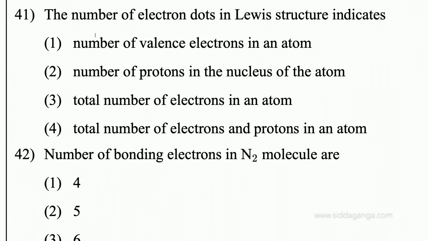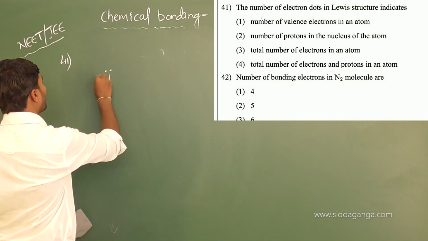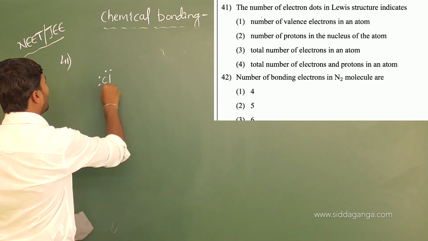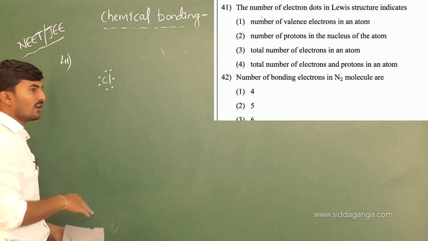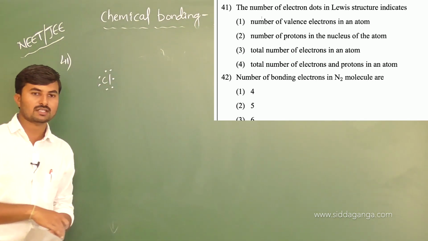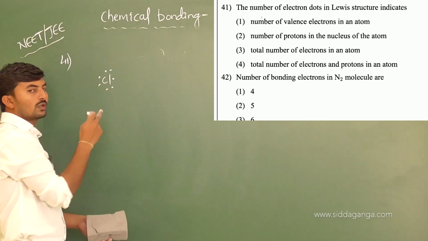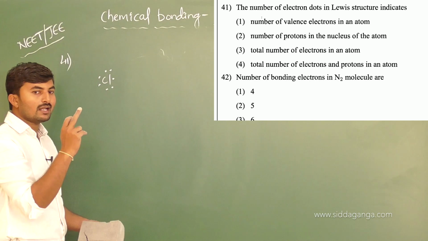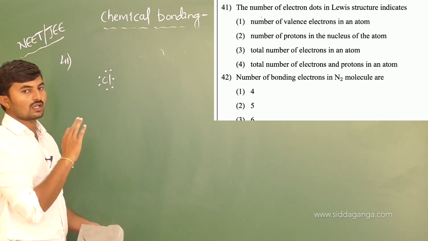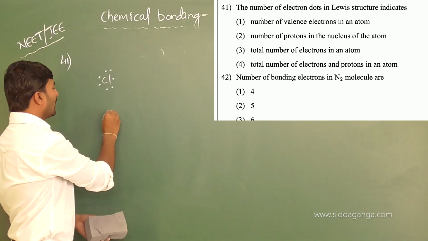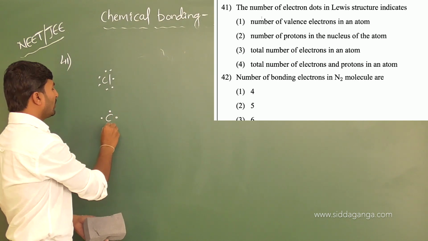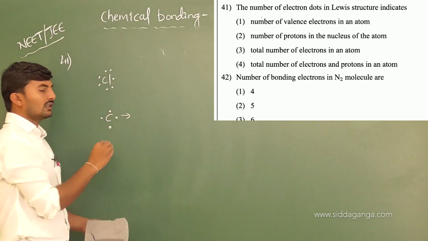The question is: the number of electron dots in a Lewis structure indicates. This is a very direct question. Suppose you take an example of Cl. On Cl we represent 7 dots. What do those 7 dots represent? These 7 dots represent that the Cl atom has 7 valence electrons in its valence shell. On carbon we write 4 dots, because carbon has 4 electrons in its valence shell.